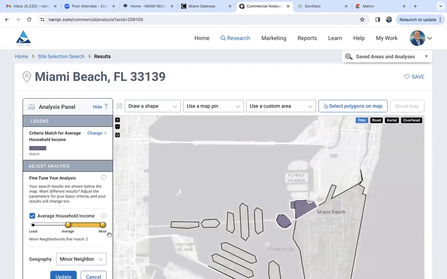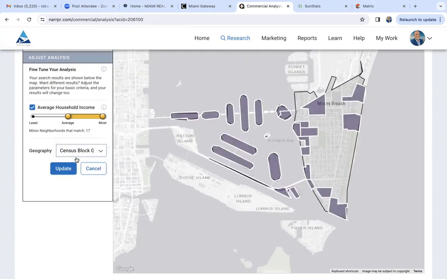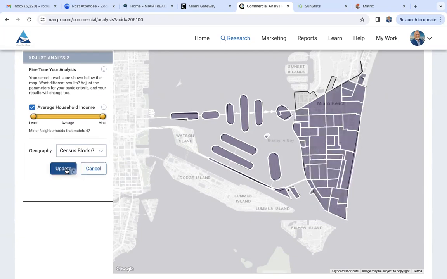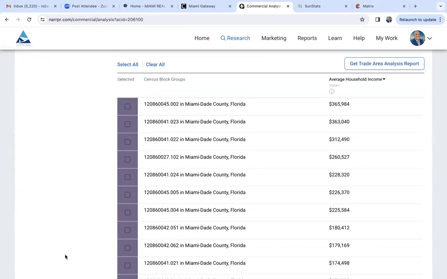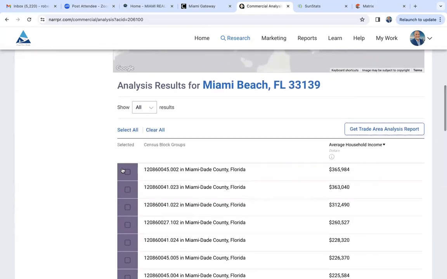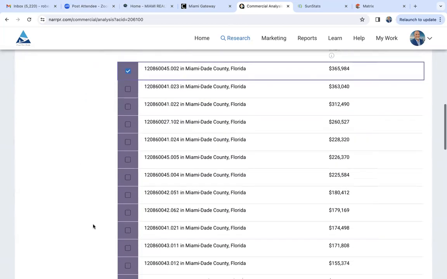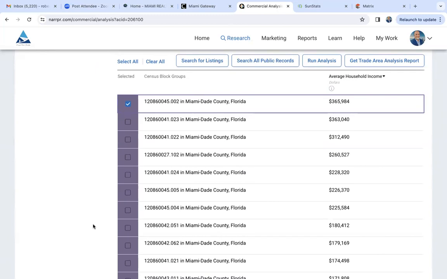And guys, incomes, the highest. All right, let's go with census block. And let's just throw this all the way to the least, and let's click on update. We got all of zip code 33139. Who's the highest earners? All right, so we have the highest earners right here, and that is this area right there, coming in at $365,984. And that's the average household income.